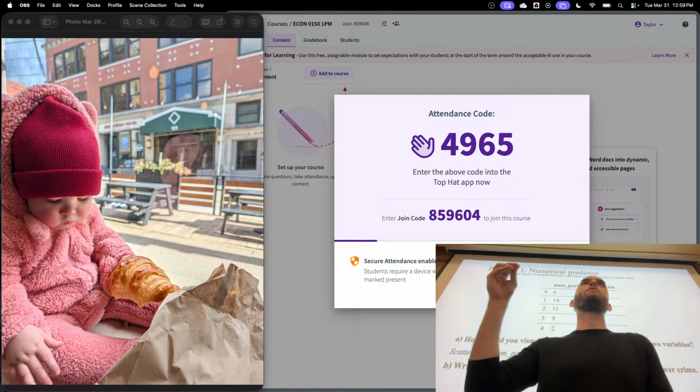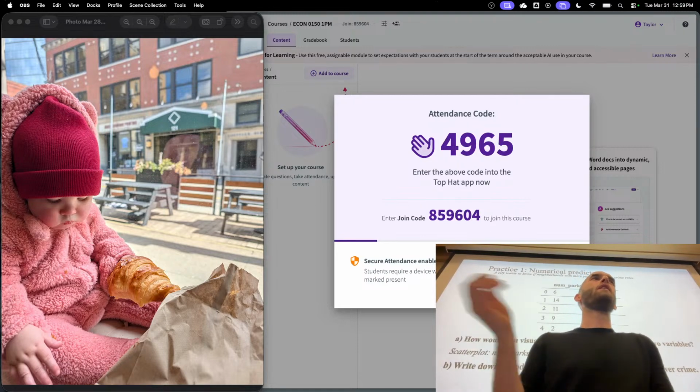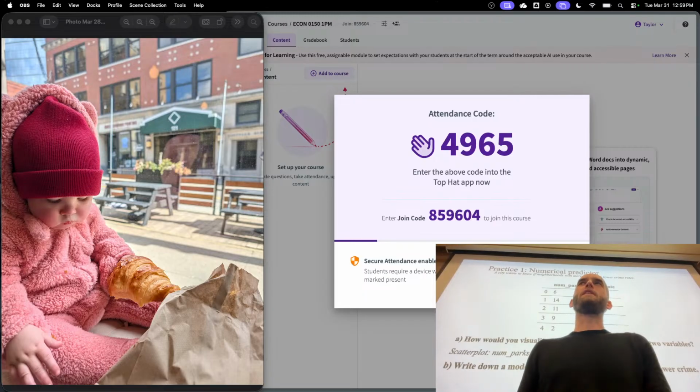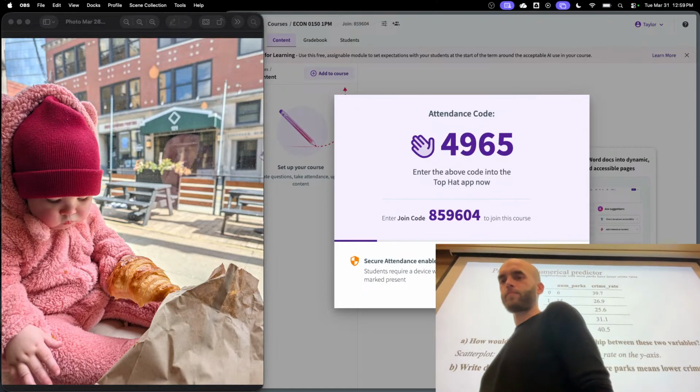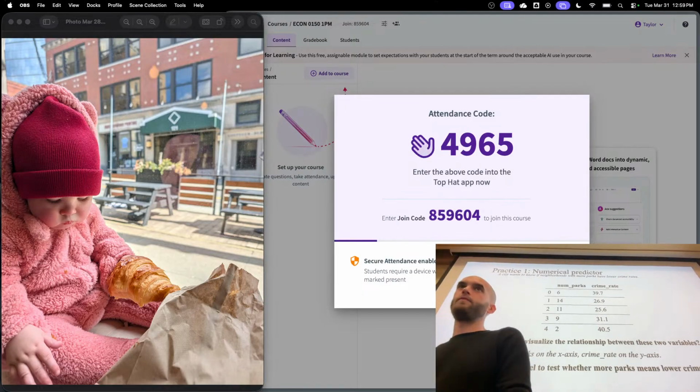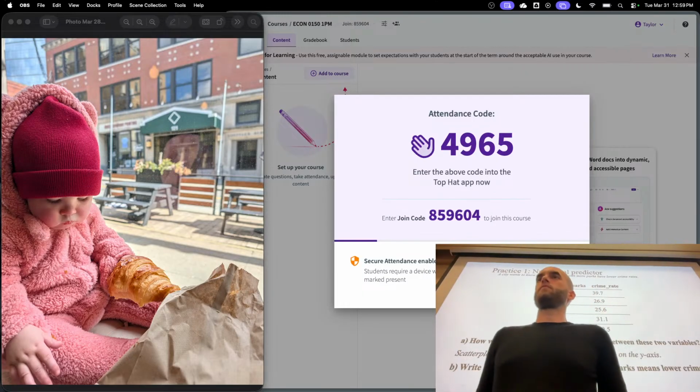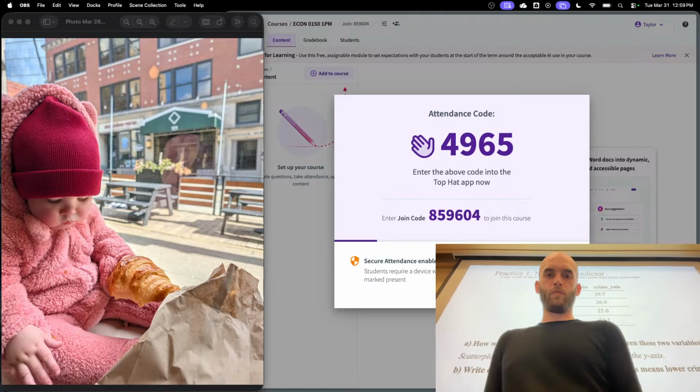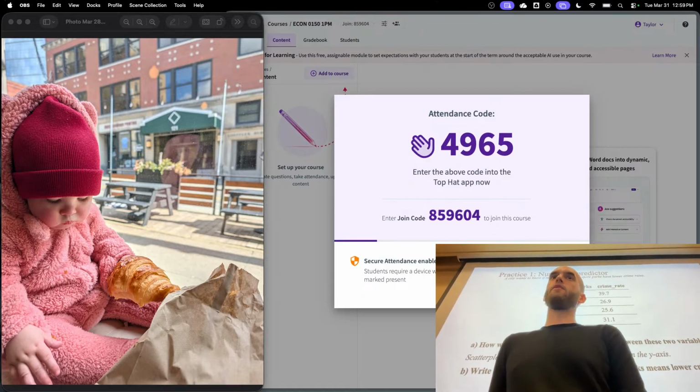This is written in sort of causal language, but we're not able to establish causality, so one way we could rewrite this is just saying, write down a model to test whether neighborhoods with more parks have lower crime. There's no specific notebook for this, right? There's no notebook for this.